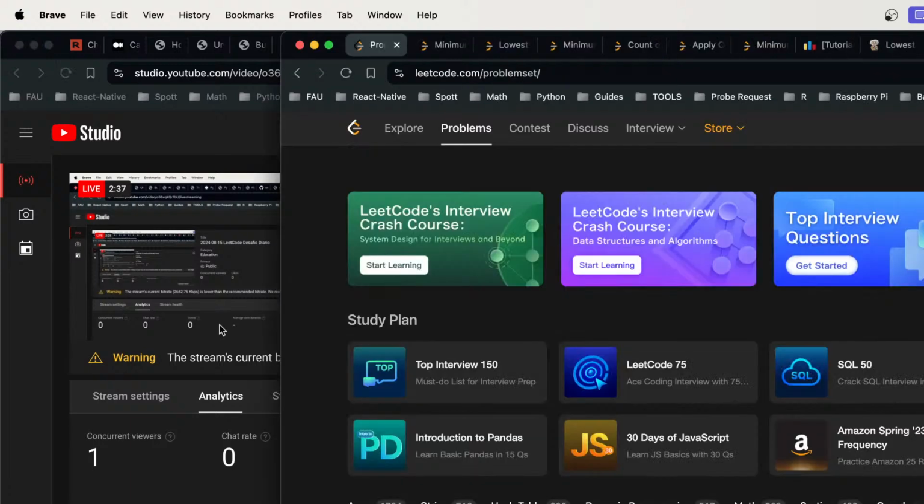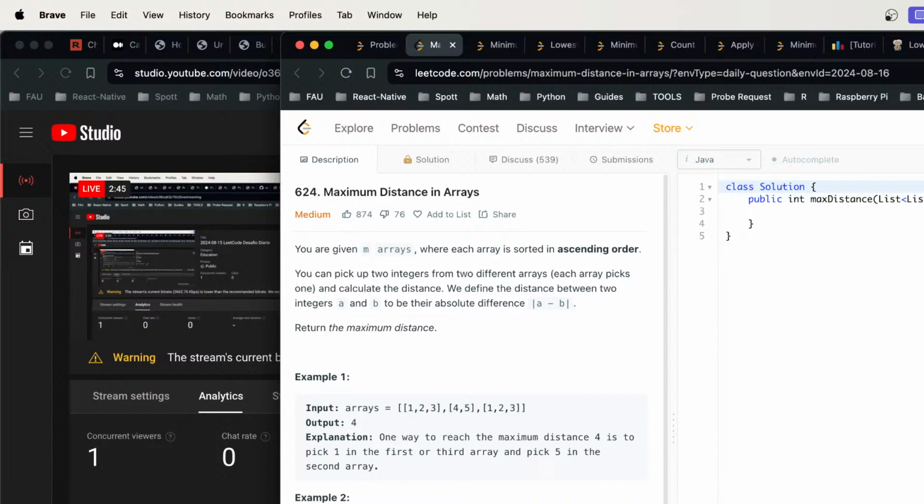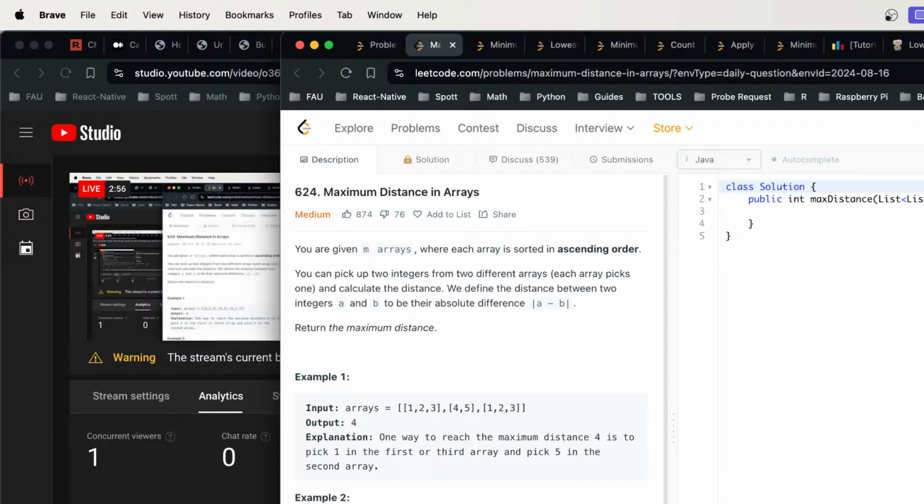Then let's take a look at the problem today. We have Maximum Distance in Arrays. You're given m arrays, each sorted in ascending order. You can pick two integers from two different arrays and calculate the distance. Return the maximum distance. So I can have two integers from two arrays.